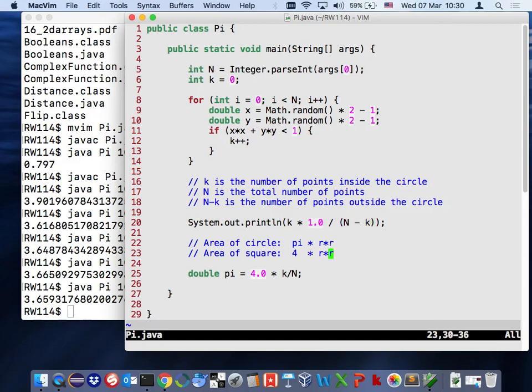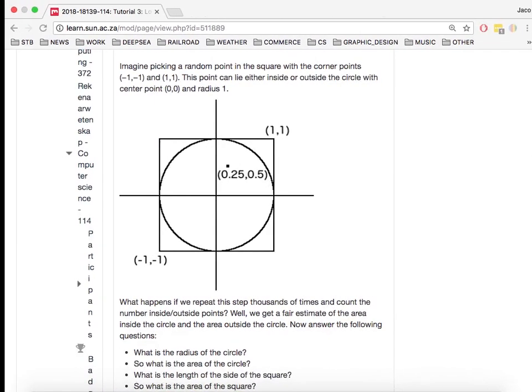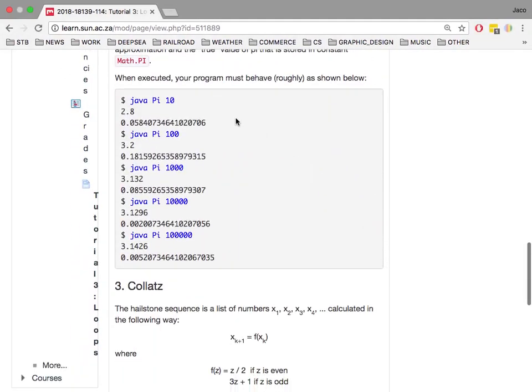Just to play safe, I'm going to change these around. I just swapped the 4 and the k, to make doubly sure that nothing goes wrong. And then I'm going to print what I'm supposed to print, which is the value of pi. Hang on, give me a second. Pi, and then the approximation. What am I supposed to print? Oh, the absolute difference between this pi and the real pi.